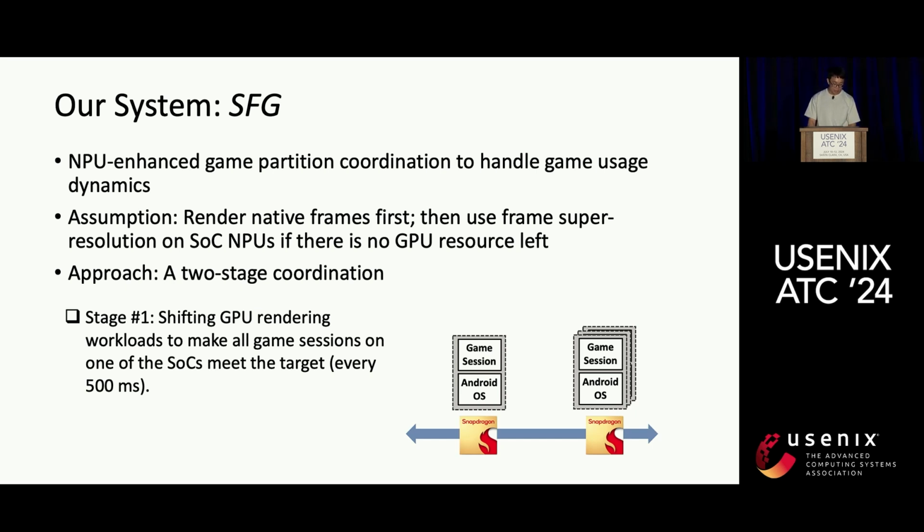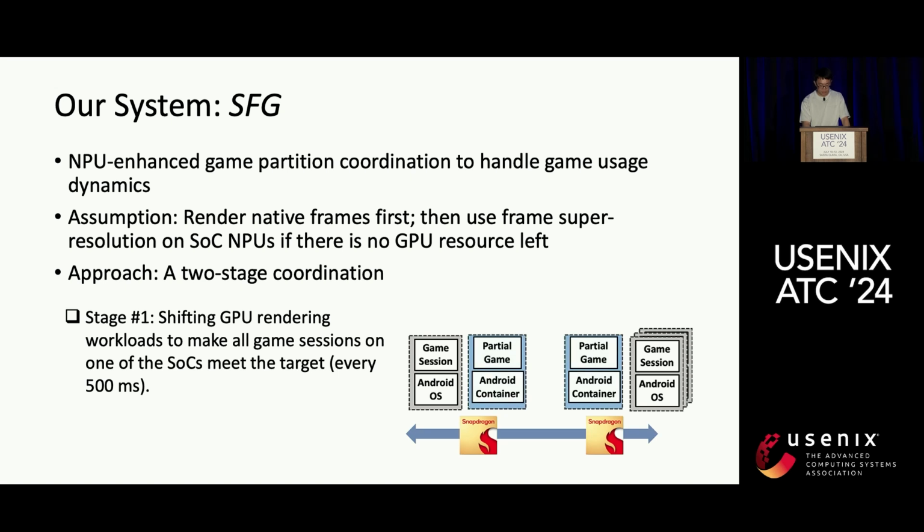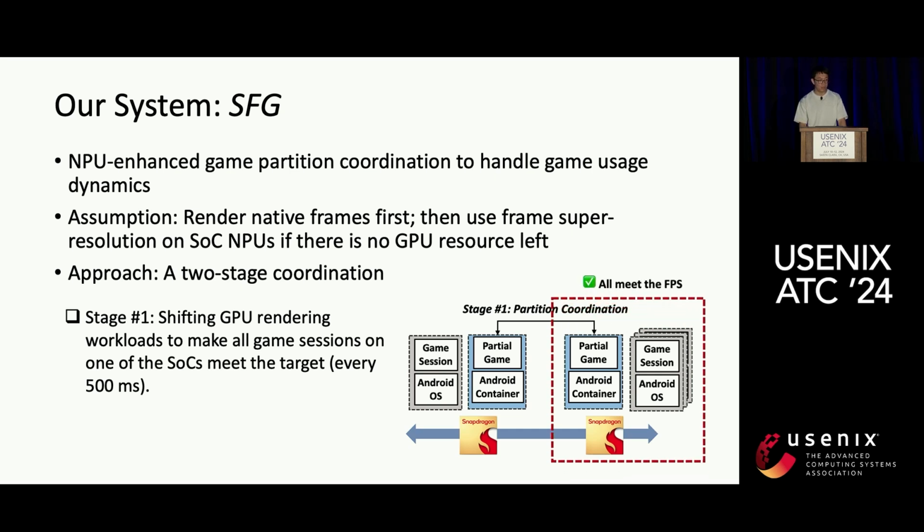With this assumption, our approach is divided into 2 stages. In the first stage, we deploy the partitioned game sessions alongside the well-deployed game sessions on 2 SoCs. Then we shift the GPU rendering workloads through the coordination to make all game instances on one of the SoCs meet the performance target. This process is invoked at a fixed interval.